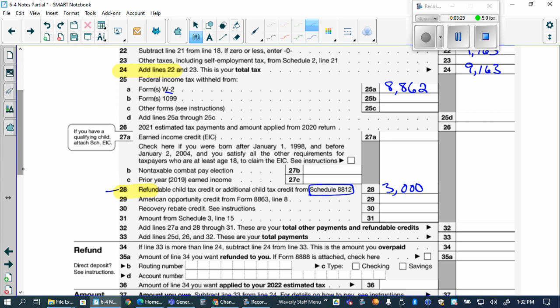Does this couple have interest and dividends? Yes, but the 1099-INT and the 1099-DIV we handled with the Schedule B. Other 1099s would be like the 1099-MISC. Something like that would go in here since it didn't get handled on the Schedule B. So not all 1099s are equal.